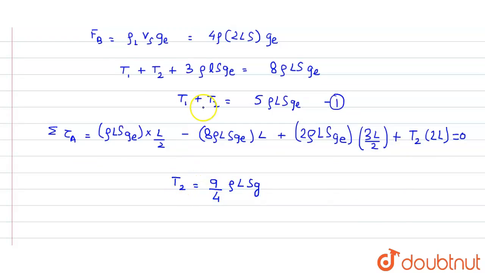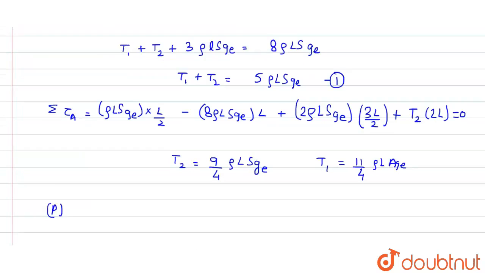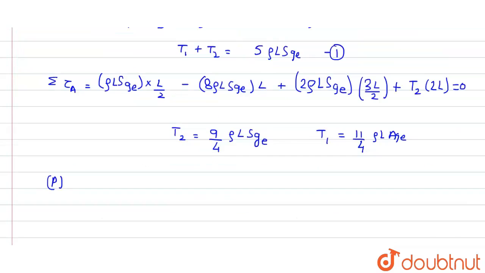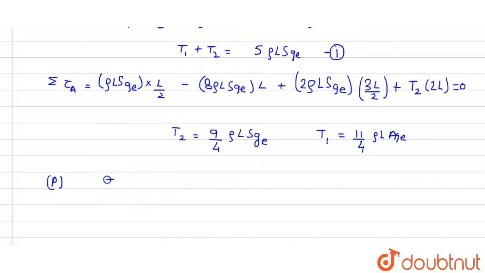Now if you put the value of T2 into this expression, then our T1 value would turn out to be 11 divided by 4 rho L S G effective. Now in option P, it is given that the lift is moving with constant velocity. So there won't be any acceleration, and we can say that G effective would be equal to G. In P we are calculating T1, so our T1 value would be 11 divided by 4 rho L S G.